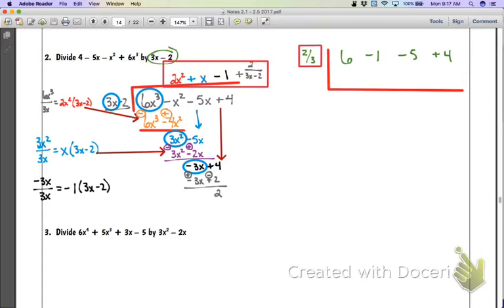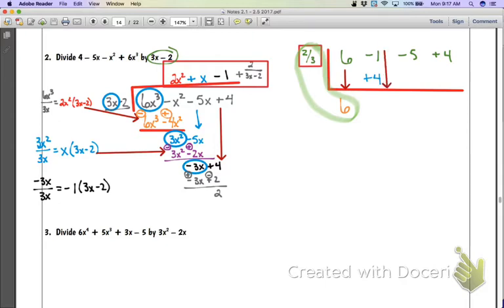Remember, if we use synthetic, we're just going to do what with the first term? Drop it like it's hot. Okay, so I have 6. I don't have a 6 over on the other side, but that's okay, we'll get there. Then 2/3 times 6 is what? 4. So I have a positive 4.